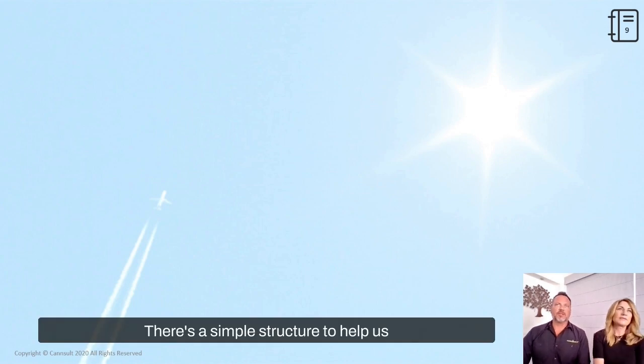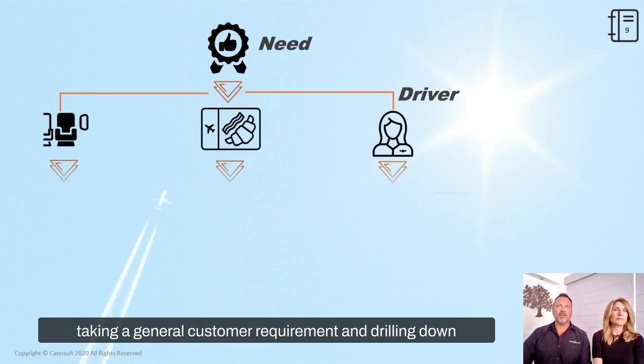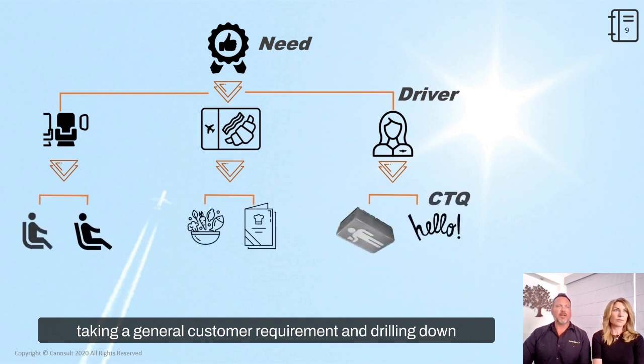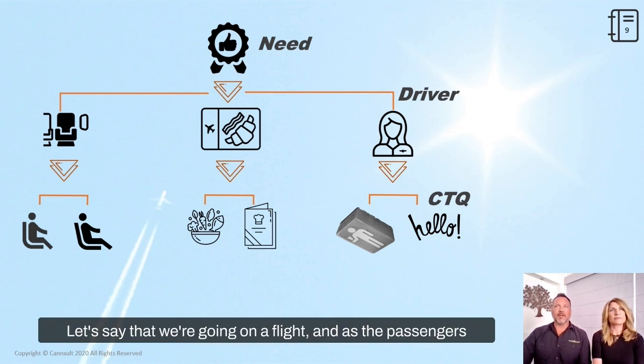Here's a simple structure to help us drill down from general to specific. We can use this tool in many ways, but in this chapter we are focused on taking a general customer requirement and drilling down into specific and measurable requirements. Let's say that we're going on a flight. And as the passengers, we say that we want it to be a good flight.